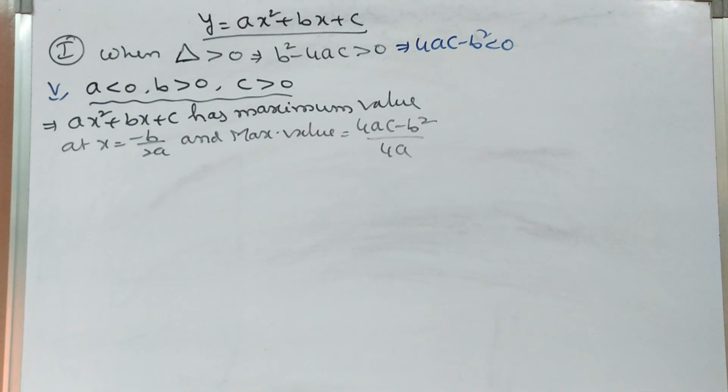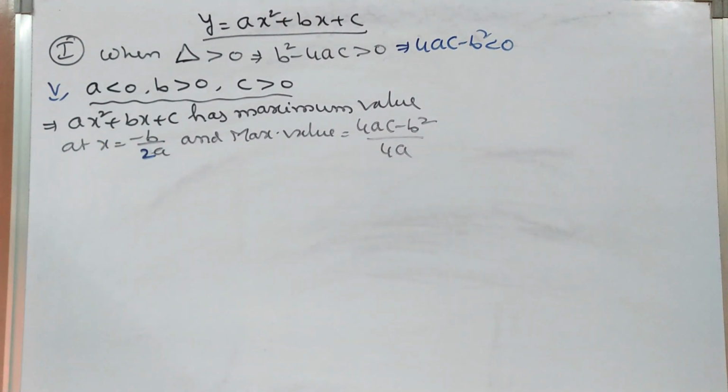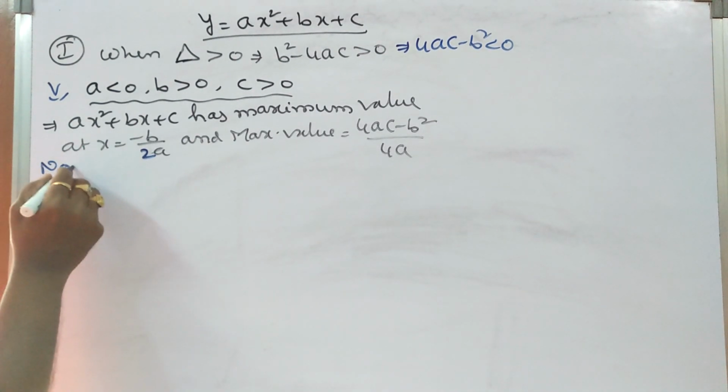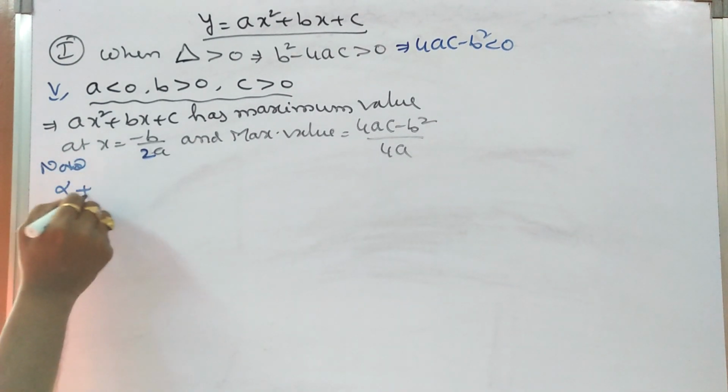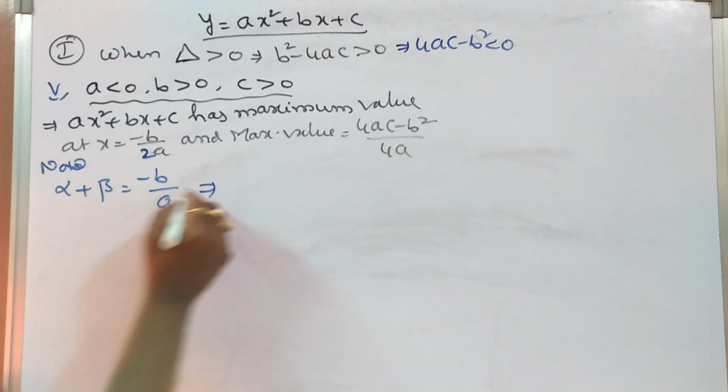Now let us see. So this is the vertex coordinates, minus b by 2a comma 4ac minus b square by 4a. Now see how the graph will be. First, before that, let us find the roots, how the roots will be. Now alpha plus beta is equal to, what is alpha plus beta? Sum of the roots, minus b by a.